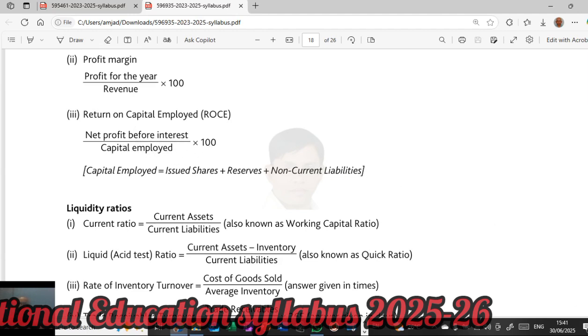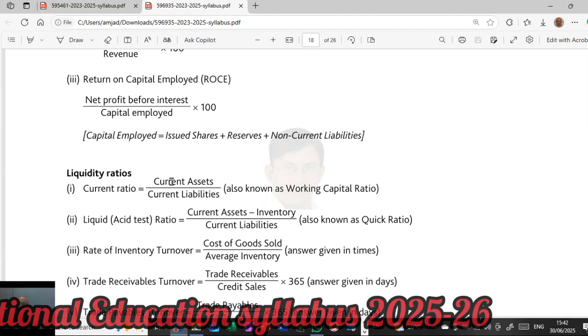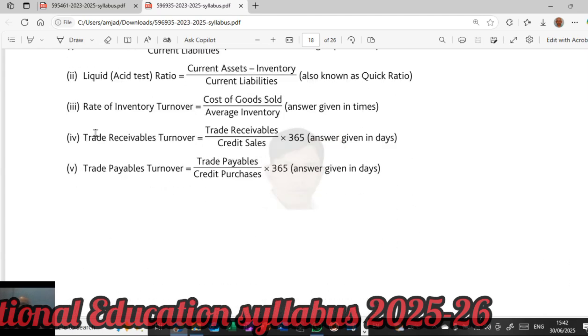So liquidity ratios, what are they? The current ratio and the liquid asset test ratio. Current ratio is current assets upon current liabilities, also known as the working capital ratio. Liquid asset test ratio is current assets minus inventory upon current liabilities, also known as the quick ratio. Rate of inventory turnover is cost of goods sold upon average inventory. Trade receivables turnover is trade receivables upon trade sales into 365. Trade payables turnover is trade payables upon trade purchases into 365.